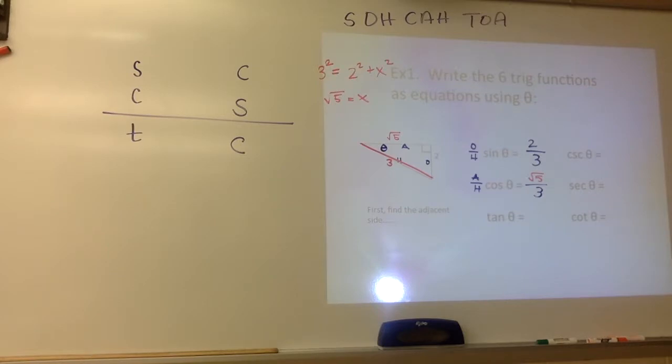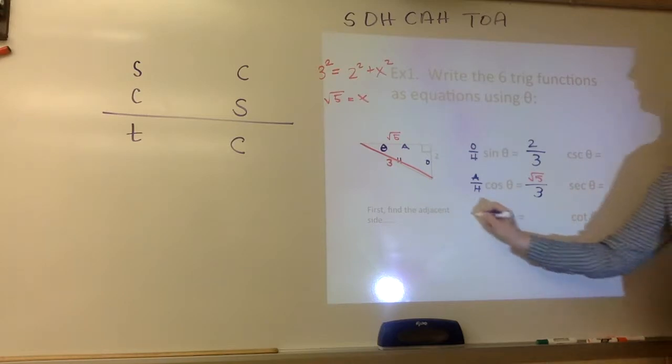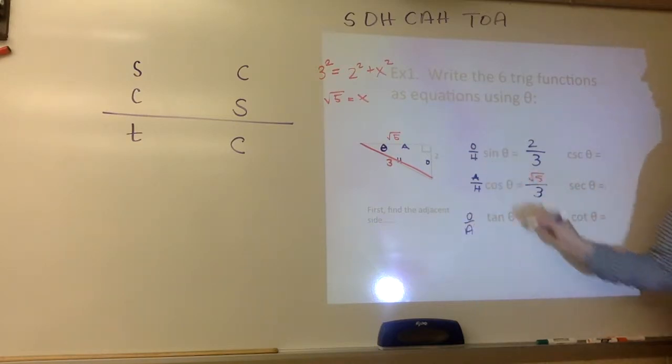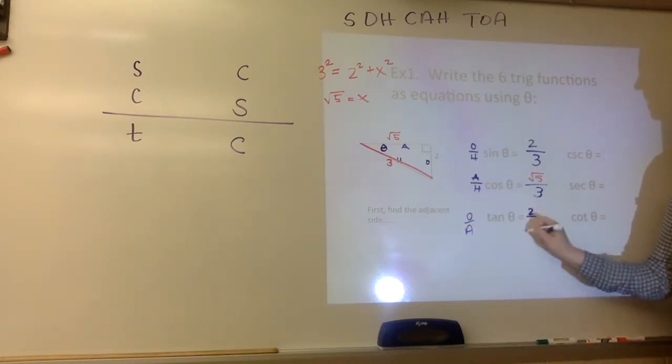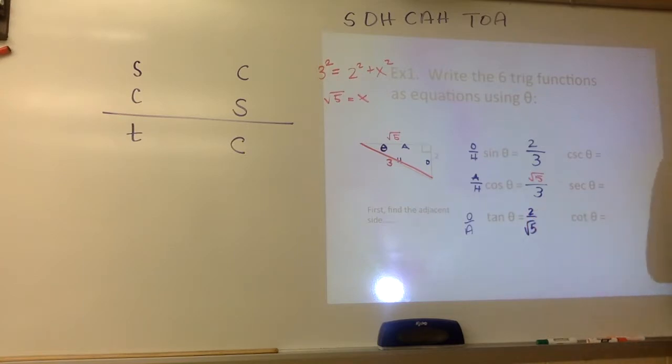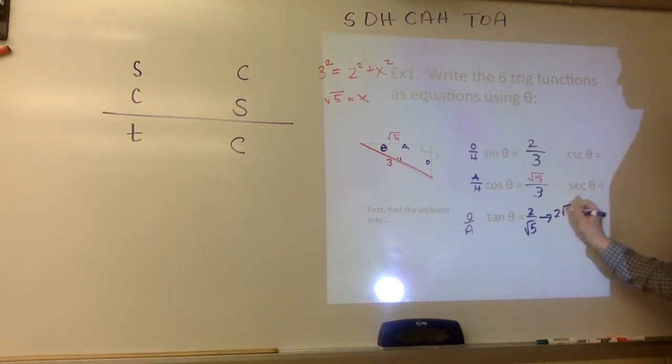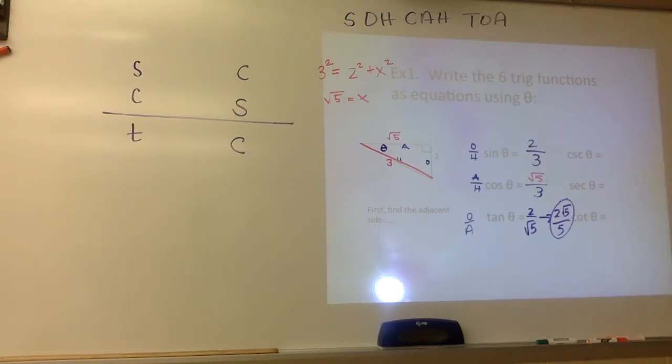And tangent theta. Tangent is O over A. So my O is going to be 2. My A is root 5. Am I ever allowed to leave roots in denominators? No. So the final answer that you should have here is 2 root 5 over 5. Too fast or good? Questions? Take a minute, take a breath.